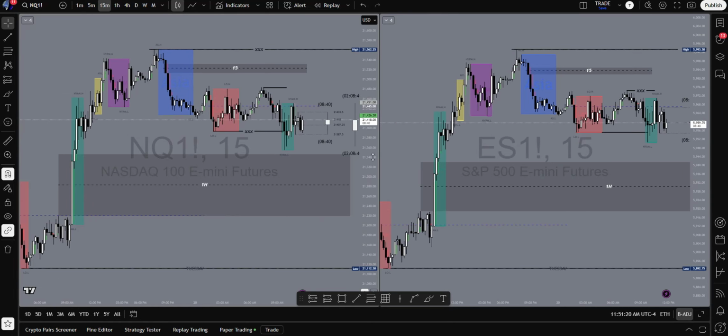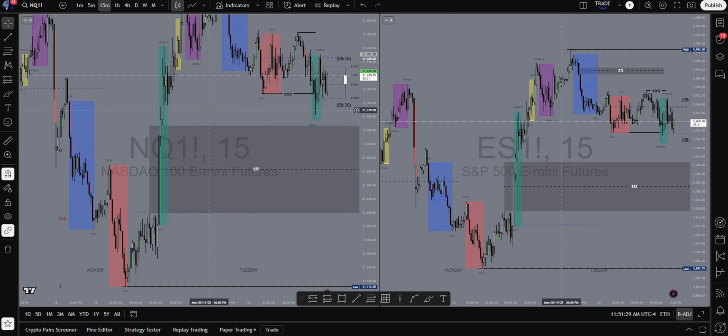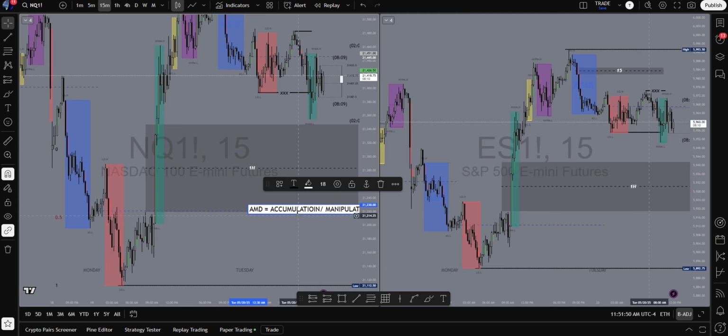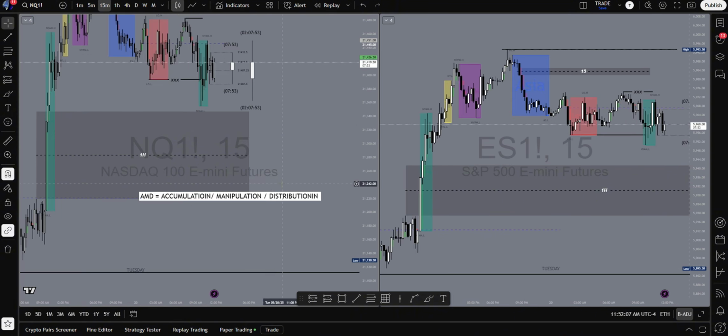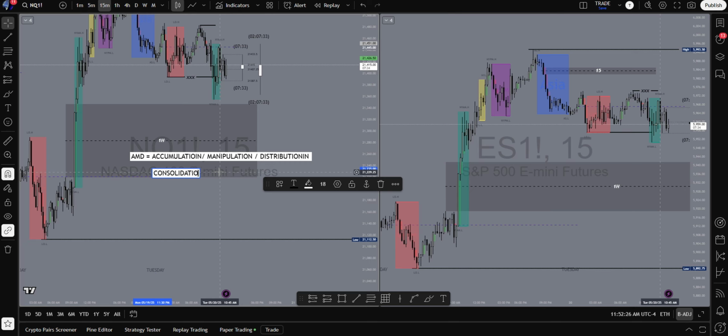Okay, so we're just gonna go over PO3, power of 3, also known as AMD. AMD equals accumulation, manipulation, and distribution. I know we went over this a little bit in the open, high, low, close video. Accumulation can also be known as consolidation, but we just call it AMD. Power 3 is just focusing on those three that I just mentioned.